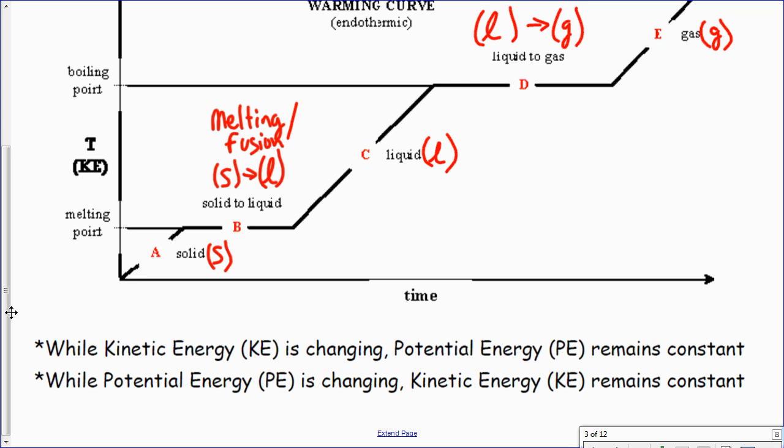Kinetic energy, and you might want to color code this to some degree. I'm going to color code it. If you have two different colors, now would be a great time to use them. Kinetic energy, remember, is measured by temperature. They're very, very closely related. So where my temperature is changing, I will have a change in kinetic energy. And that just so happens to be on these slant lines. Because I have temperature, or kinetic energy, on the left, there is a change in temperature here. Therefore, there has to be a change in kinetic energy.